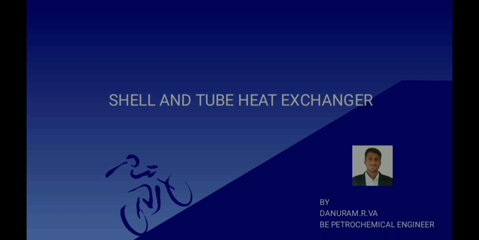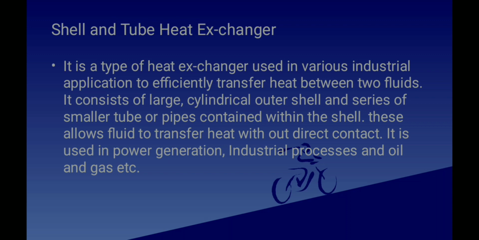In this video, we are going to see about the shell and tube heat exchanger. What is a shell and tube heat exchanger? It is a type of heat exchanger used in various industrial applications to effectively transfer heat between two fluids. It consists of a large cylindrical outer shell and a series of smaller tubes or pipes connected within the shell. This allows a fluid to transfer heat without direct contact, and it is also used in power generation, industrial processes, and oil and gas, etc.